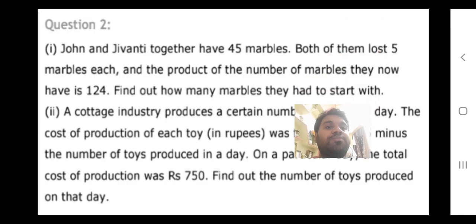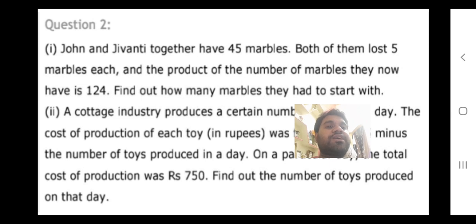Now these are the word problems. The first word problem: John and Jivanti together have 45 marbles. So if John has x, Jivanti will have 45 minus x. Both of them lost 5 marbles each. After losing, the product of the marbles they have now is 124. How many marbles did they have in the starting?